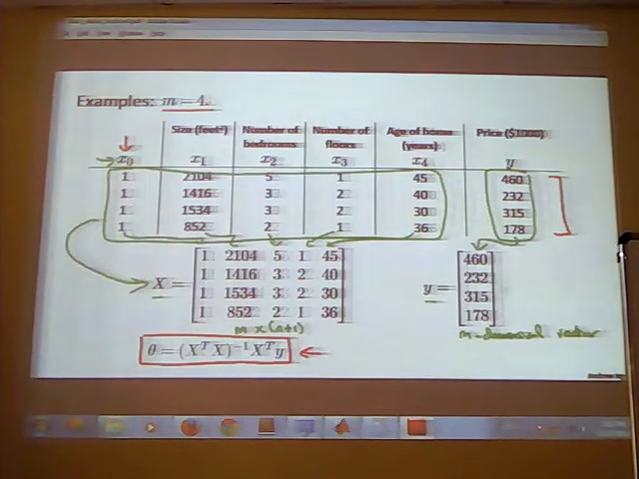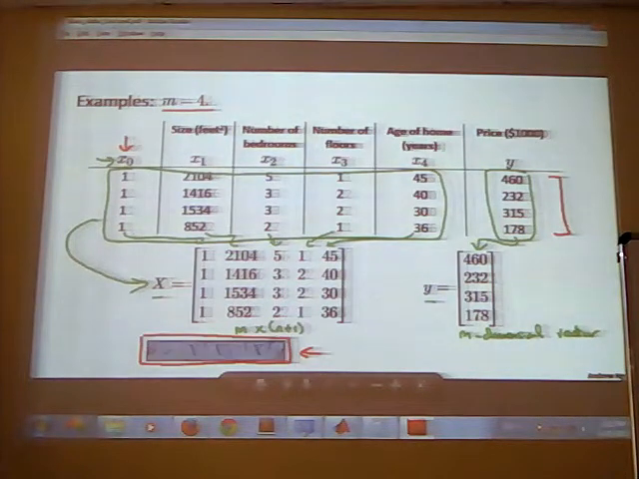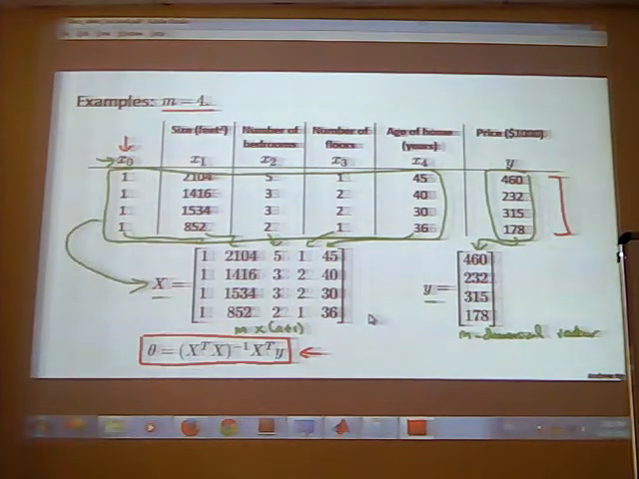Okay, and what is our y? This is an m dimensional vector, because we are having m training examples, and on the basis of this we are going to calculate the value of theta. In gradient descent we were calculating it on the basis of derivative, and here we are calculating on the basis of the normal equation.